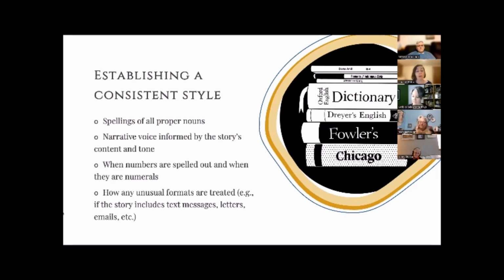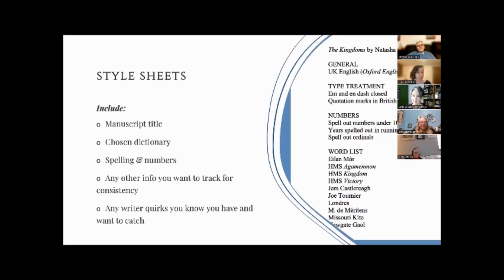Things like if you're using numbers, if you've got unusual formats like text messages, letters, emails in your manuscript, how are those going to be treated? You want to make sure that they're consistent throughout the whole manuscript. And that's one of the things that you do at the copy editing stage. And how you do that is by creating a style sheet.